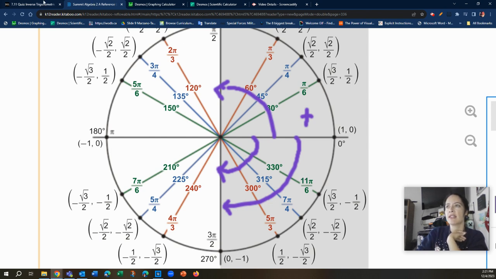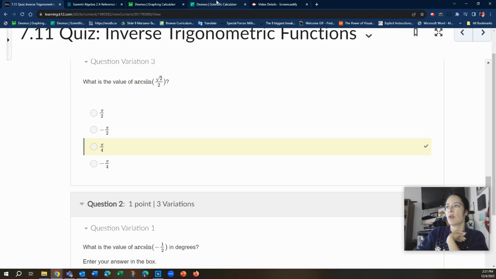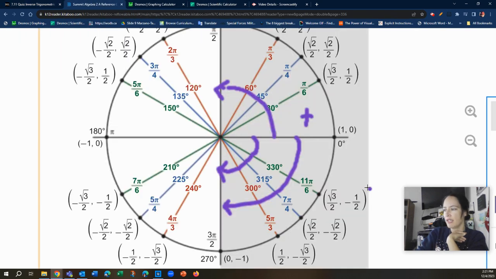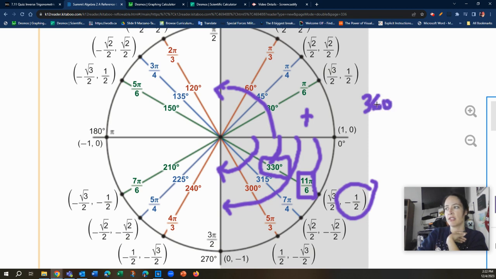So again, they asked for negative 1/2, so let's go back. Here is where sine, the y coordinate, is negative 1/2. That's right here, but it's not 11 pi over 6, and it's not 330. Since they asked for it in degrees, it would be this little chunk right here, which is just backwards 30. If you have trouble with that, you can think, okay, all the way around is 360. So if I take that away to get the negative version, I take 330 minus 360, which equals negative 30 degrees. Okay.